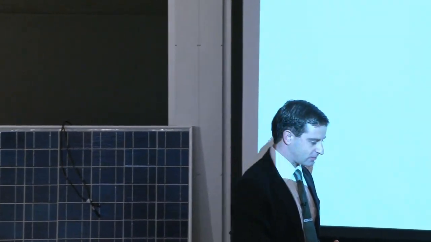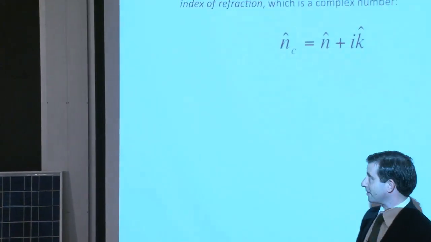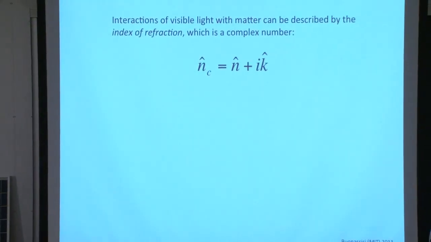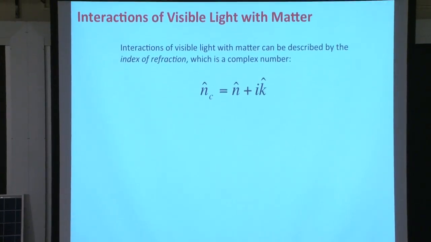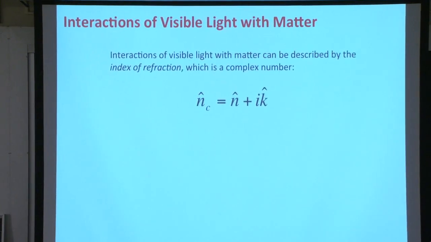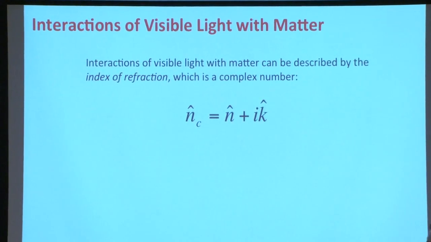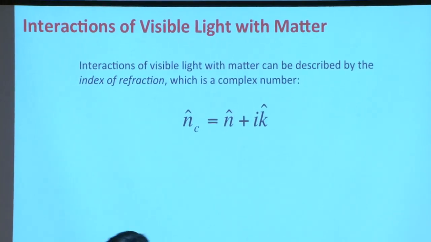Let's describe how light interacts with matter. And first off, come up with a few variables, define a few units that will make it easier for us to understand how light is interacting with matter. And so here, what I've done for you is placed the equation that describes the complex index of refraction of a material.